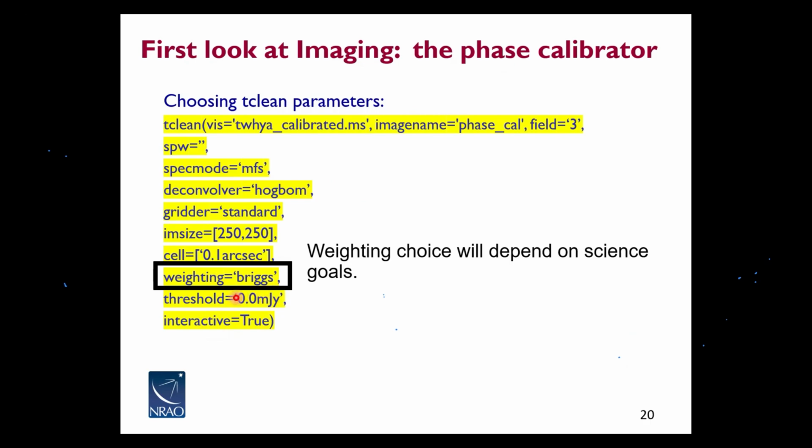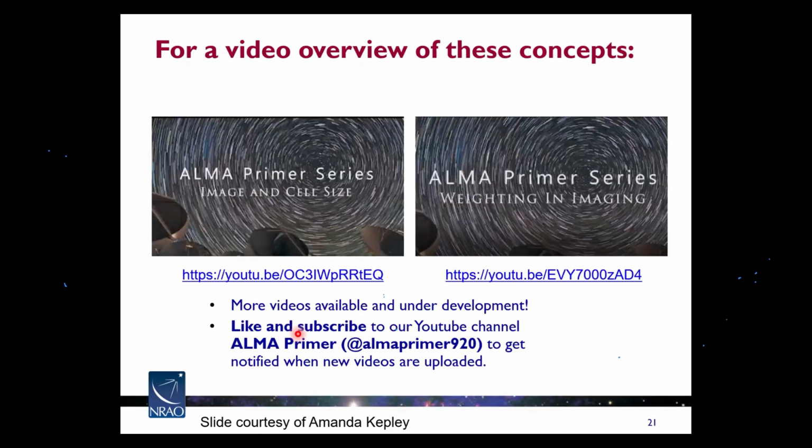So here we are using Briggs weighting. If I remember correctly, this is an intermediate between uniform weighting and natural weighting, and this is usually a good choice. But depending on your science goal, if you really need the high resolution, then you could use uniform weighting. But if you care about the image fidelity, you could go more toward natural weighting. There are actually some good YouTube videos that ALMA put on their webpage as part of the ALMA primer, and if you're interested, you could check out these videos.